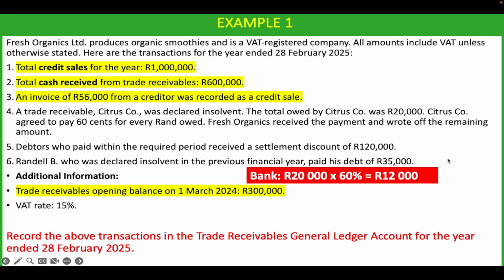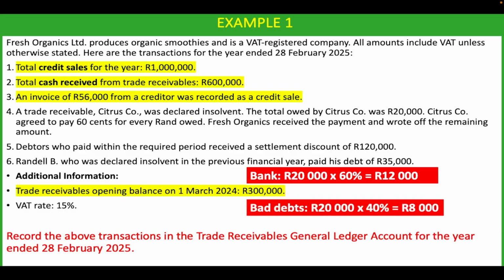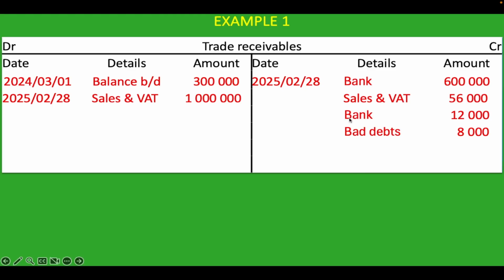Otherwise, you can do the exact same calculation that I alluded to earlier. 20,000 rand times 40%, that's 8,000 rand. That's how much we're not going to be receiving because he's declared insolvent, and that's how much he's unable to pay us. That's why we're recording it as bad debts. So we have two accounts, as I've mentioned, bank and bad debts, and this is how it's going to look. Bank 12,000 rand, bad debts 8,000 rand. That is how you account for it.